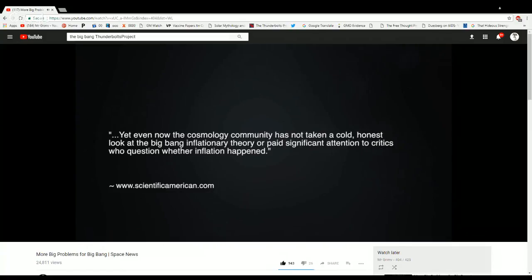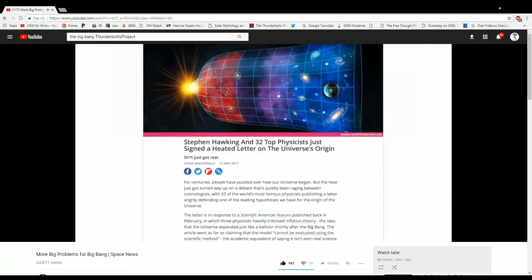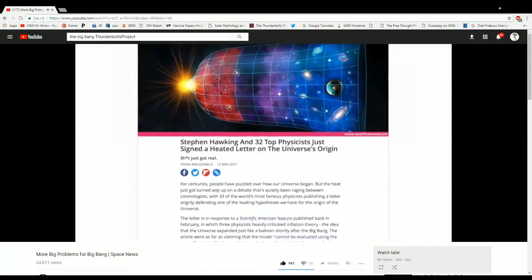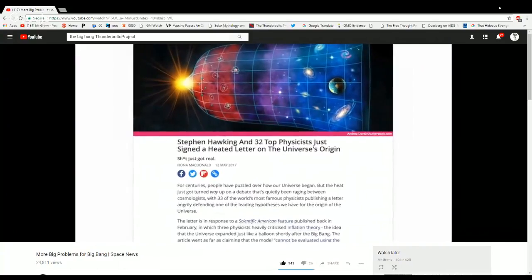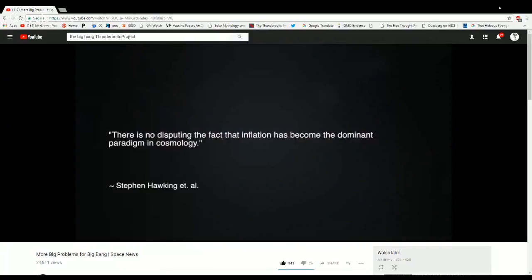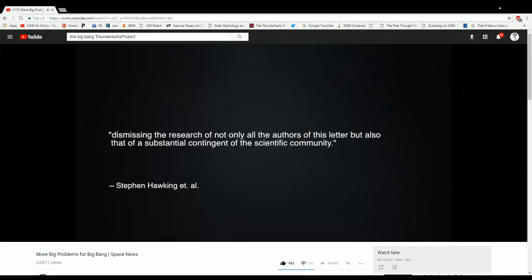Yet even now, the cosmology community has not taken a cold, honest look at the Big Bang inflationary theory, or paid significant attention to critics who question whether inflation happened. In a response letter to the controversial article, 33 scientists, including physicist Stephen Hawking, begin with a statement: "There is no disputing the fact that inflation has become the dominant paradigm in cosmology." They then accuse the authors of, quote, dismissing the research of not only all the authors of this letter, but also that of a substantial contingent of the scientific community.